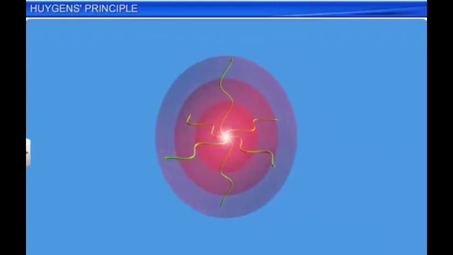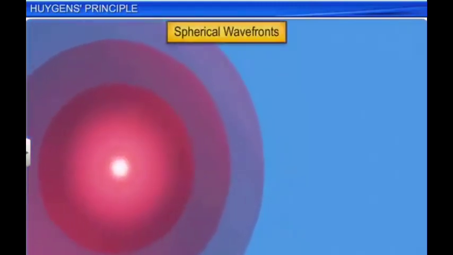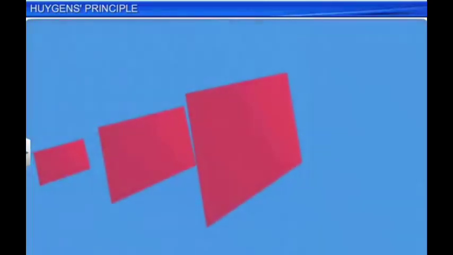At a large distance from the source, these spherical wave fronts have large radii of curvatures. A small portion of a spherical wave front at a very large distance from the source can be treated as a plane wavefront.